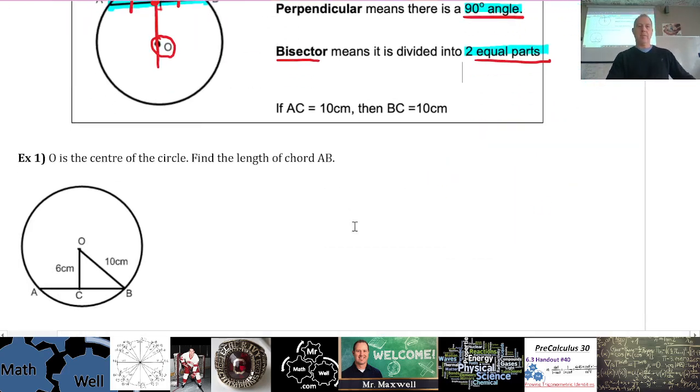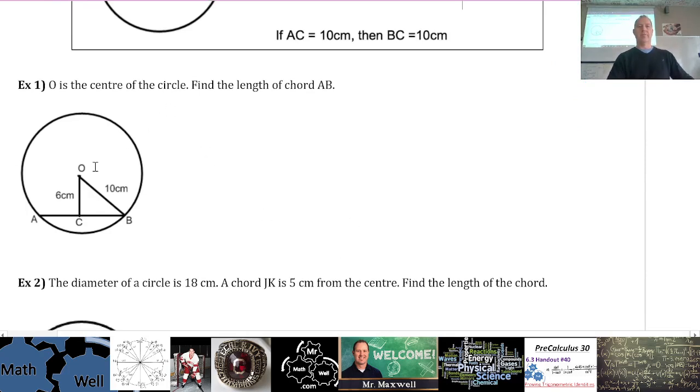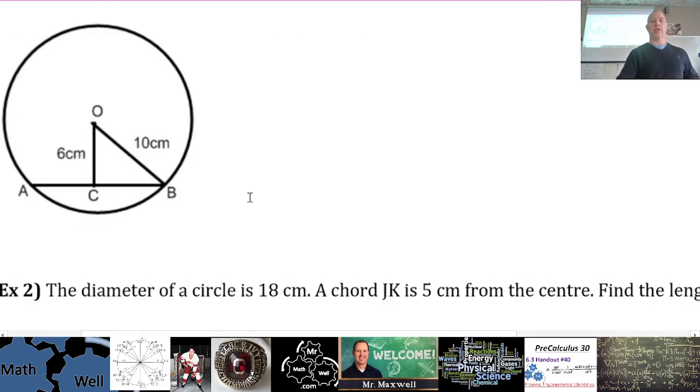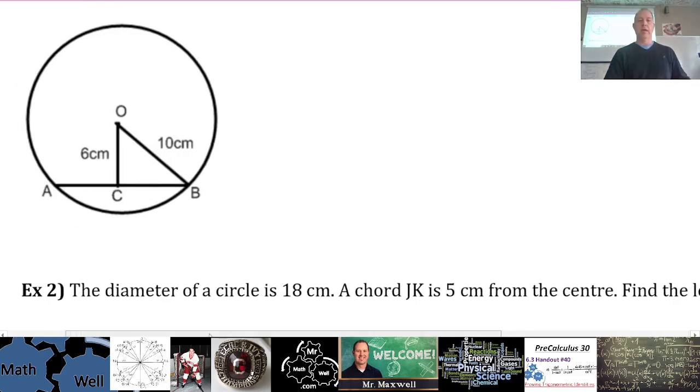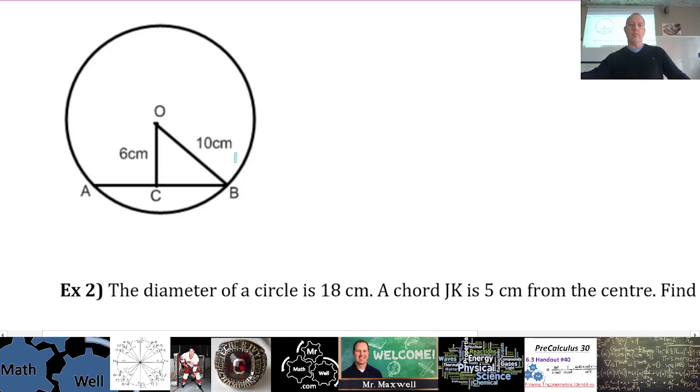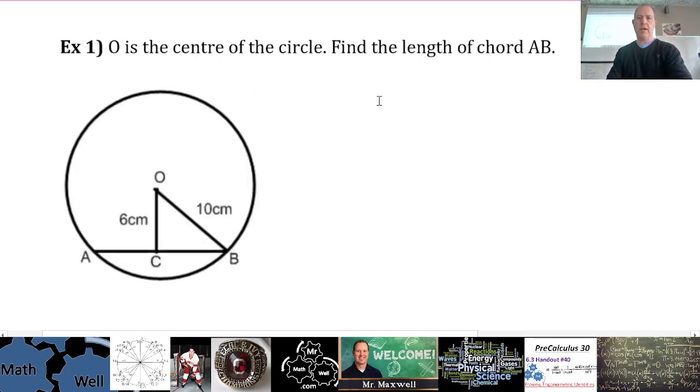All right, so example 1, O is the center of the circle. Find the length of the chord AB. Now, we did a little bit of this in a worksheet already, right? We know about this kind of question already, so you should know how to do this because we already looked ahead to this one through the worksheets and the different things we've talked about. So, O is the center. Sorry, what else does it say? Find the length of chord AB. O is the center of the circle.